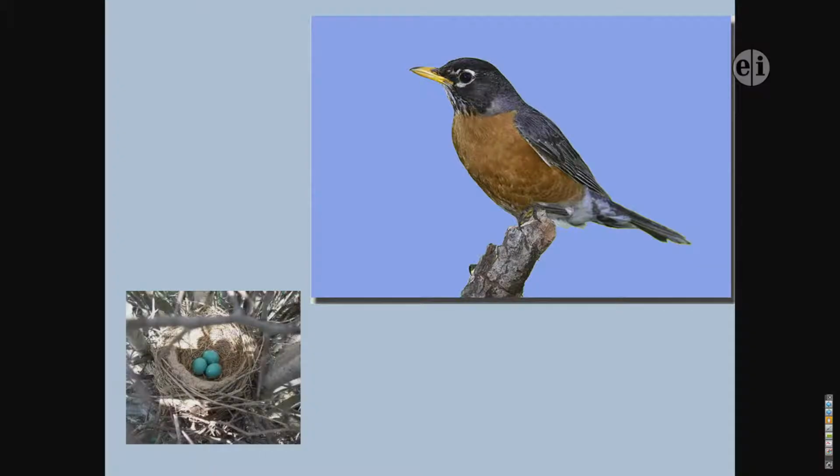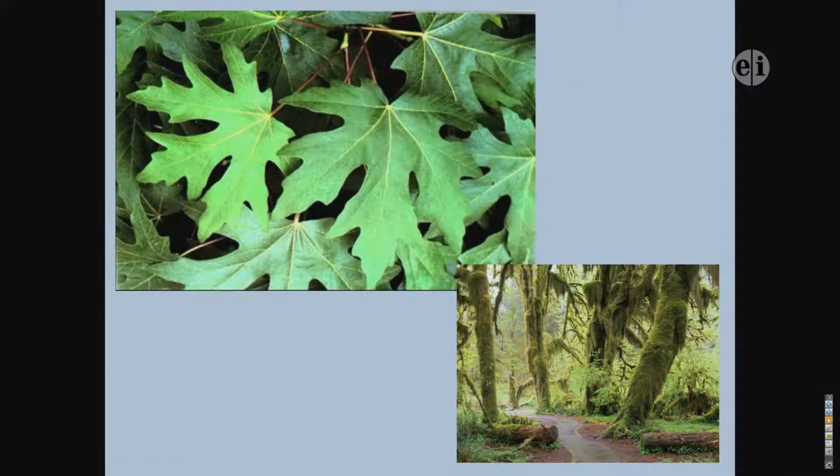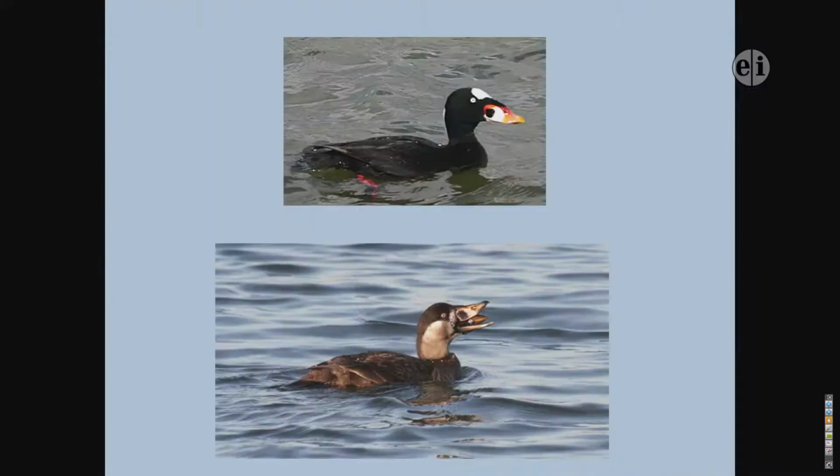Robin. Yes, the American robin. Robin, you got it. Egg blue. Yes, very nice. Roosevelt elk. You got it. Big leaf maple. Big leaf maple. We're zooming through these. We're not really talking about the ecosystem, but who cares? Don't know about this one.